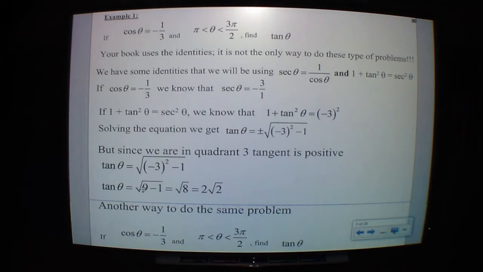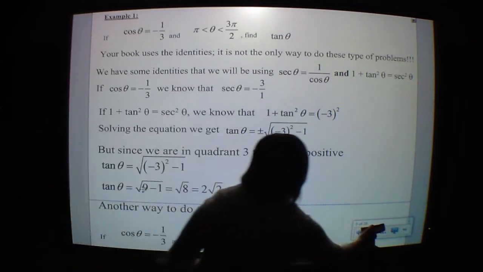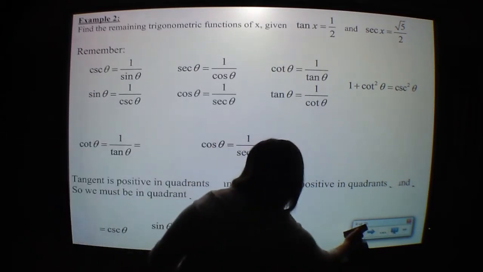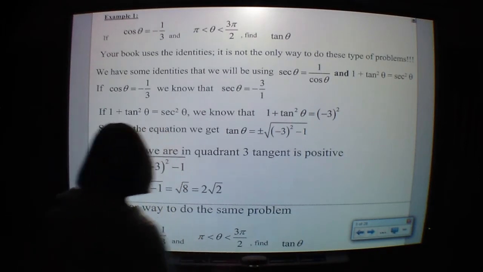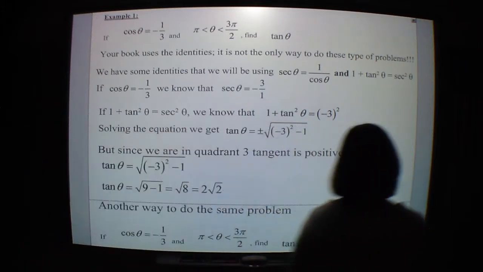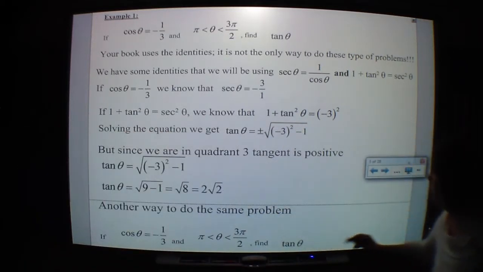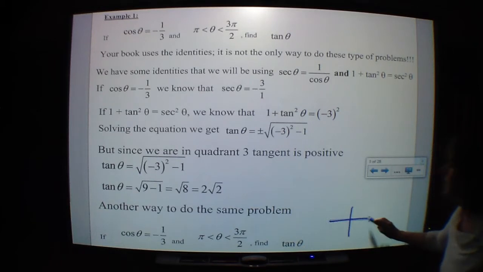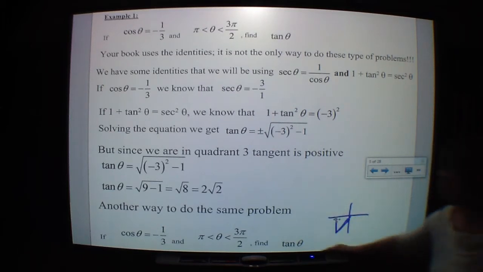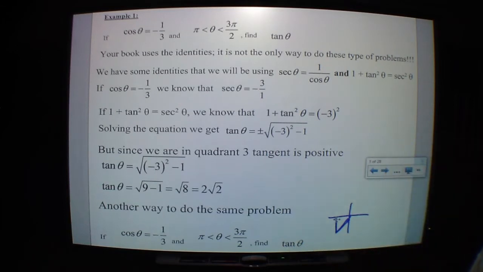Another way we could do the same problem is, I'll show you how to do it because I think the other way is a little easier. If cosine is that ratio, I'm going to draw a picture. I'm in the third quadrant. I'm in that quadrant there.